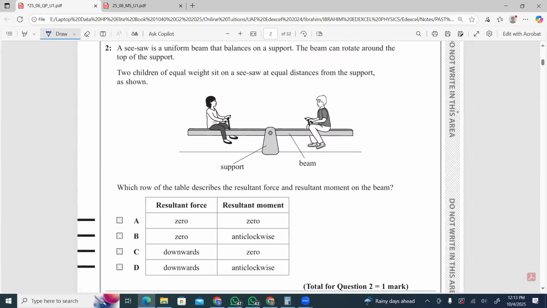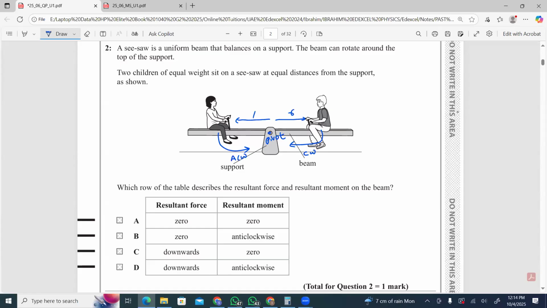Question number two: a seesaw is a uniform beam that balances on a support. The beam can rotate around the top of the support. Two children of equal weight sit on a seesaw at equal distance from the support as shown. Since they are at equal distance, this is the pivot. Its moment is going to be this way, and its moment is going to be this way. So this is going to be clockwise, this is going to be anti-clockwise.